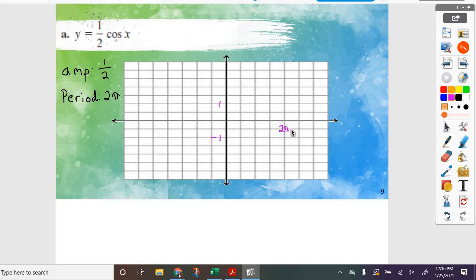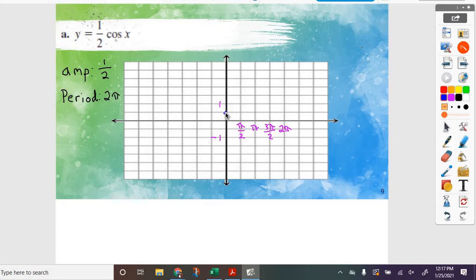And because we didn't change our period, those key points are still going to happen at the same x values, which is nice. What is going to be different is, because our amplitude is 1/2, what y value is our maximum and minimum going to be at? 1/2 and -1/2. Correct. So for cosine, remember that we start at our maximum. So I'm going to start at 1/2.